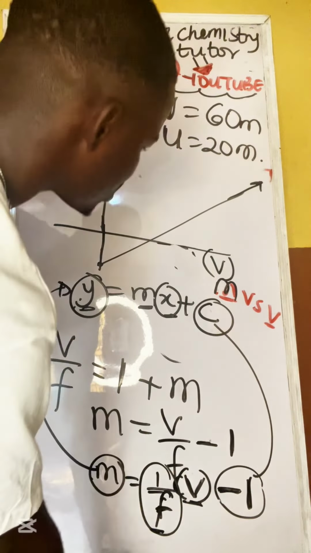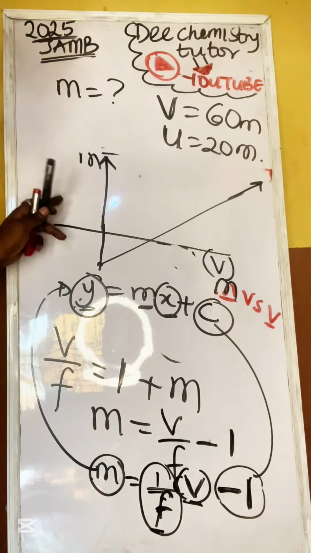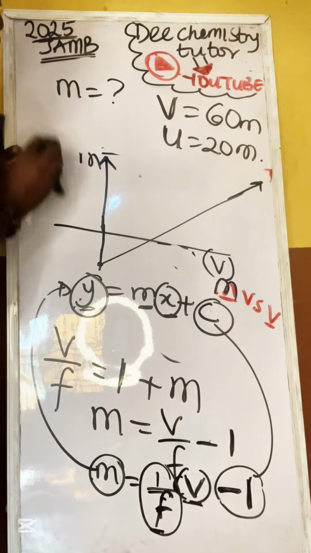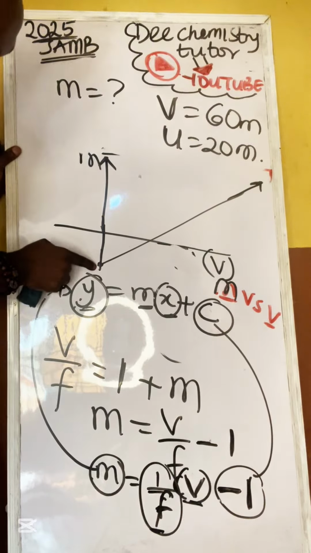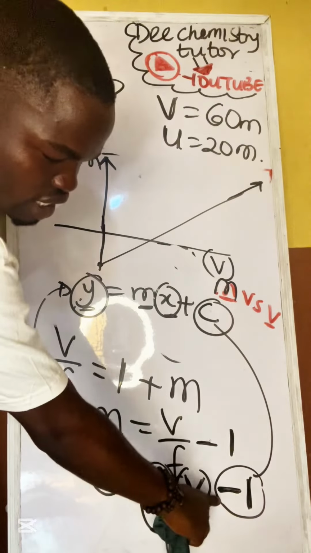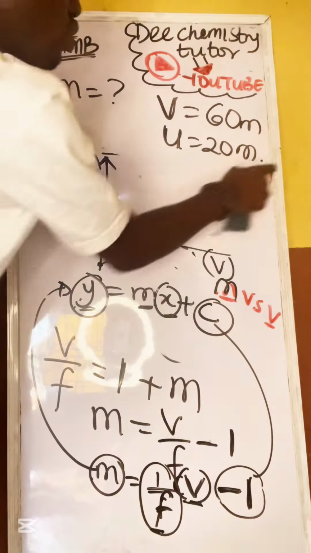Now, before I go to the last one, please don't forget this graph. It is a JAMB question. Very, very common. So M against V, it will cut this side because it's negative. And you can see here, the M-intercept is negative, so it will go like that.